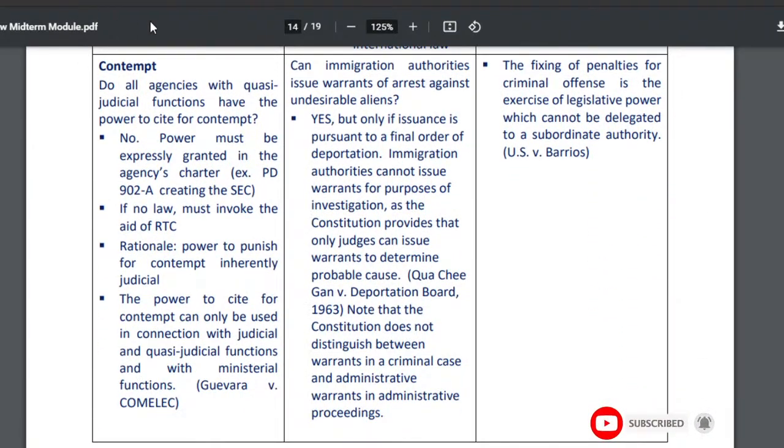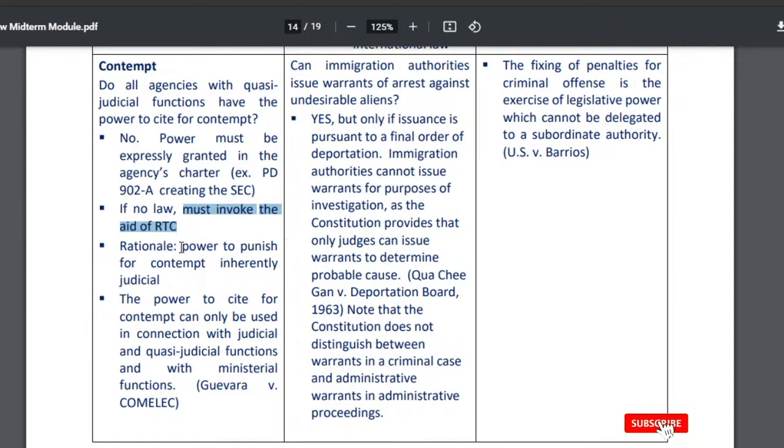Okay. Do all agencies with quasi-judicial functions have the power to cite for contempt? No. Power must be expressly granted in the agency's charter. Again, expressly granted. Dili siya pwede implied. If there's no law, then you must invoke the aid of the RTC. You go to court. Para makita nimo kung pwede ba siya ma-cite for contempt.